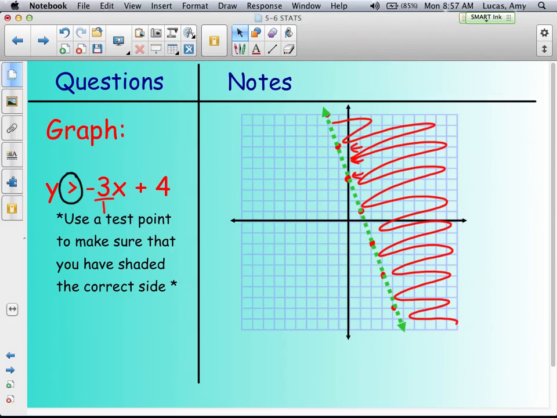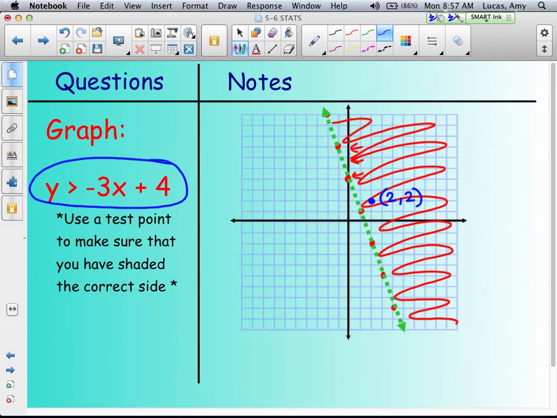To check and make sure that that is correct, I'm going to use a test point that is clearly on that right-hand side of my line. So I think this spot right here, this is 2, 2. I am going to check and make sure that that is correct. So now I'm going back over here to my inequality, and I'm going to plug in 2, 2, so 2 for x and 2 for y, and make sure that I have shaded the correct side. So substituted 2 for each of the variables, and we need to check and make sure, using the order of operations, that this is true.